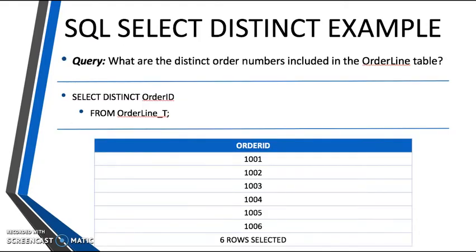So now let's see an example of SQL select distinct. The query reads, what are the distinct order numbers included in the order line table? The code executed is select distinct order ID from order line underscore T. And here's the result. Here's the order ID table, and here's the output: 1001, 1002, 1003, 1004, 1005, 1006, with the 6 rows selected due to the select distinct.